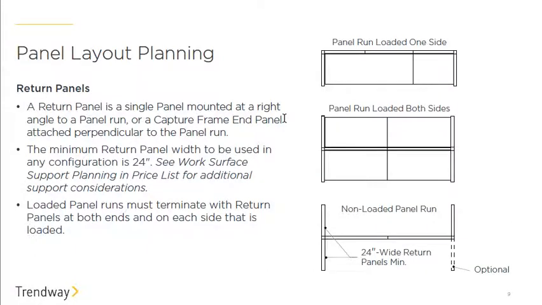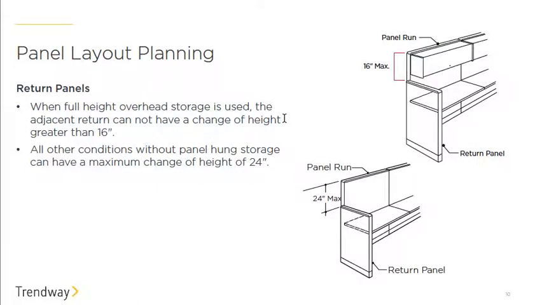And again, another situation using return panels, that's defined as a single panel mounted at a right angle to a panel run or a capture frame end panel attached perpendicular to the panel run. And again, these are more examples. Keep in mind all of this is in your price book if you ever need to reference back to that. One last thing to think about when you're laying panels out and planning is that you want to make sure you use no more than a 16-inch change of height if you have an overhead, and if it's non-loaded you can do a maximum of no more than 24 inches in height.